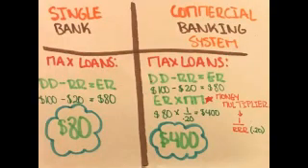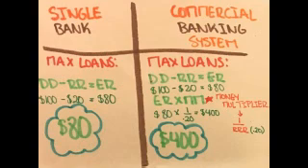Under a single bank, the max that they can loan out would be their excess reserve. So after finding your RR by multiplying your demand deposit times your reserve requirement ratio and subtracting that from your original demand deposit, you get $80 left over, which is your ER.